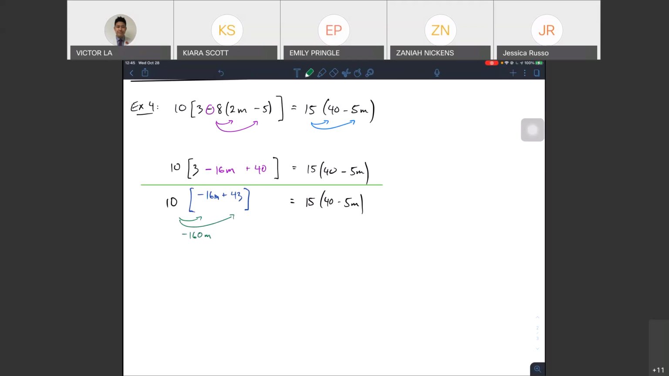This becomes a positive 430. Okay, I'm going to distribute on this side now. 15 times 40, I can't do that in my head, so I'll do it on my calculator. 15 times 40, that's 600. And then you distribute one more time. 15 times 5, -5 in this case, so that's -75m. And then now, of course, it's problem.